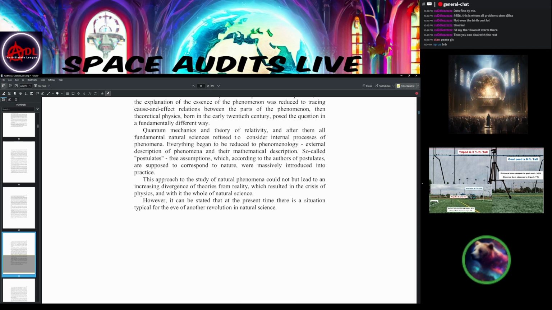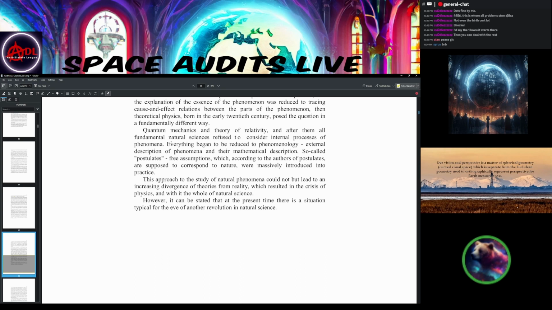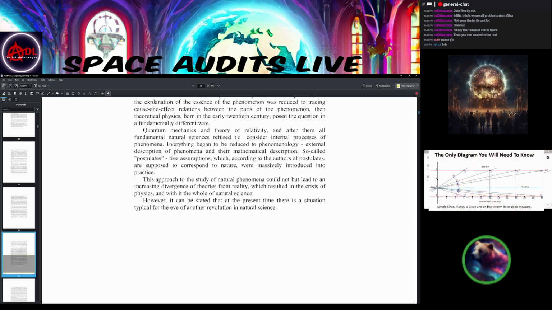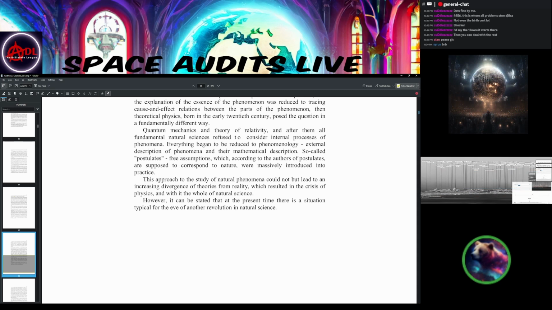Quantum mechanics and the theory of relativity, and after them all fundamental natural sciences, refuse to consider the internal processes of a phenomenon. Everything began to reduce to phenomenology, external descriptions of the phenomenon and their mathematical descriptions. So-called postulates, free assumptions which, according to their authors, are supposed to correspond to nature, were massively introduced into practice.